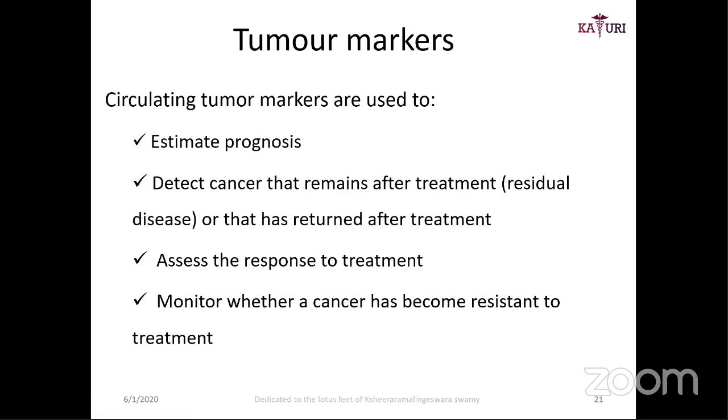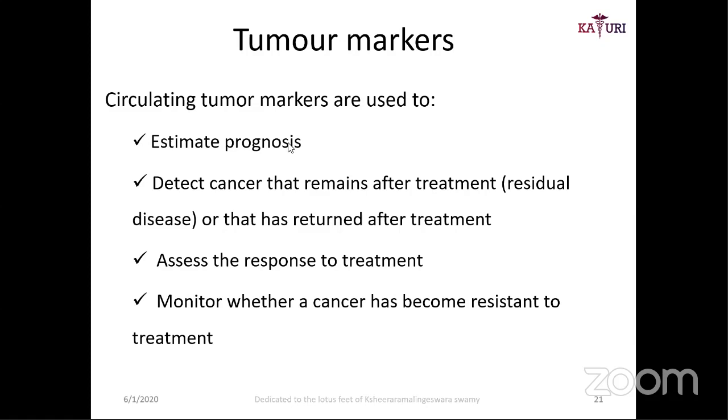Please continue, sir. Okay. The circulating tumor markers are used to estimate prognosis and detect cancer remains after residual disease. This is the response to treatment and monitor whether cancer has become resistant to treatment. Okay, because at one stage of cancer, the tumor may be responding to chemotherapy and at another stage it may not respond. So that is also defined by tumor markers.